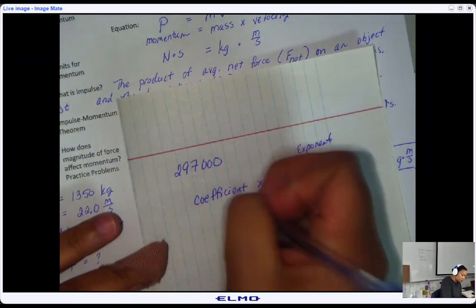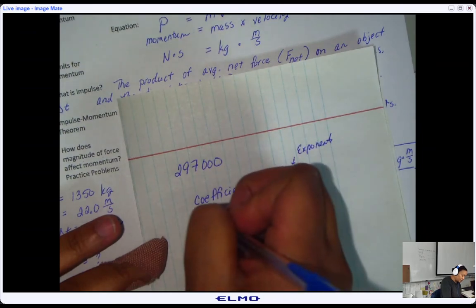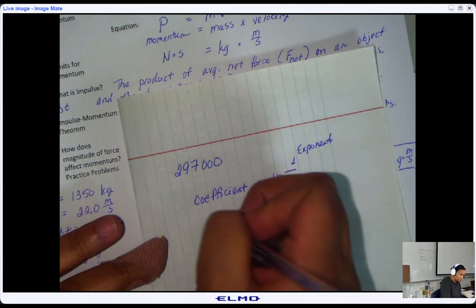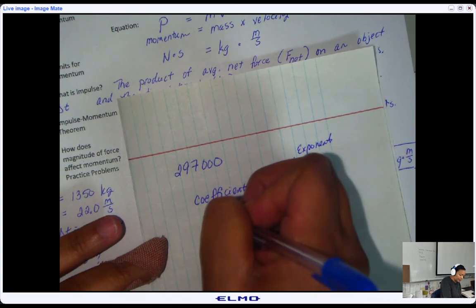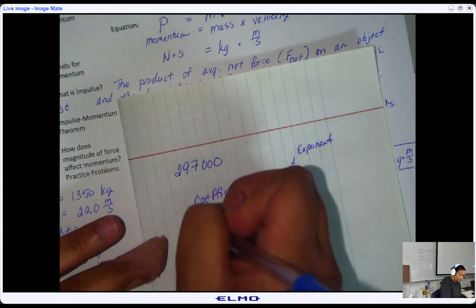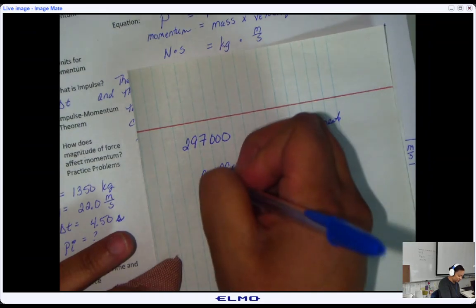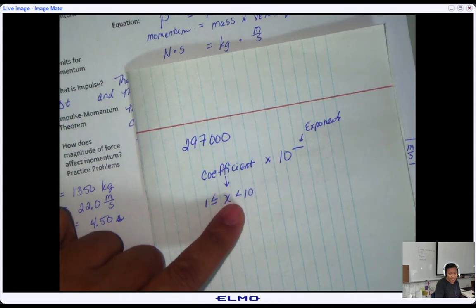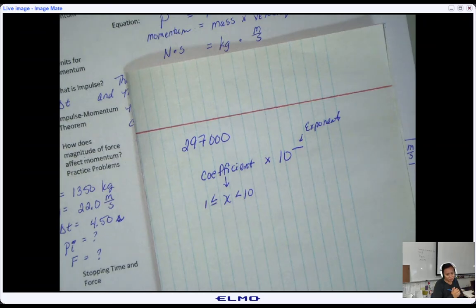Your coefficient has to be, let's say your coefficient is x. It has to be less than 10, but it can be greater than or equal to 1. So your coefficient, which is the x, is basically between 1 and 10, but it can't be 10. It can be 1, but it's got to be less than 10, so 9.9, all right?